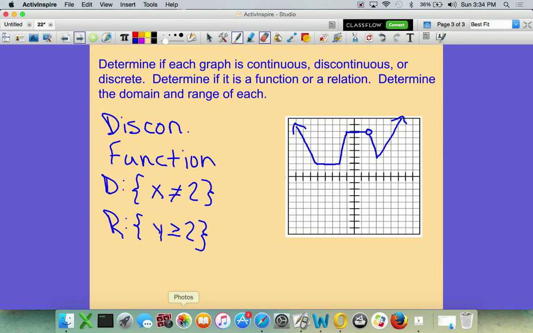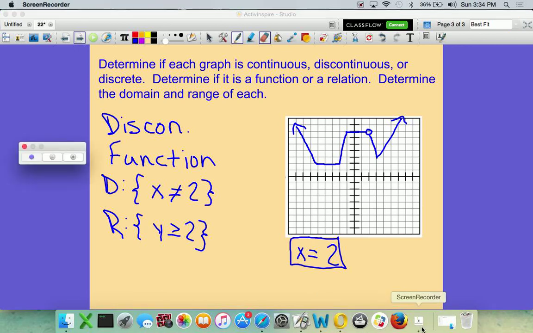If the question was, name all of the points where x is discontinuous, then we would look for these open circles. The only place where it is open is when x equals 2. So that's all you would have to say if you get asked that question. Alright, any questions, please let us know.